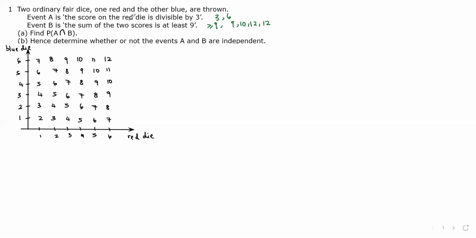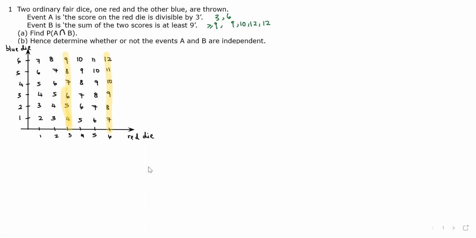A is the event where the score on the red die is divisible by 3. So the score on the red die that is divisible by 3, that would be 3 and 6. So this is red die divisible by 3. So we are looking at all these outcomes here, 3 and then 6 here, where the score of the red die is divisible by 3.